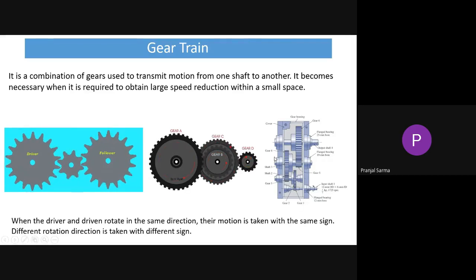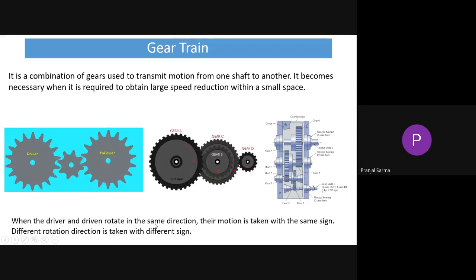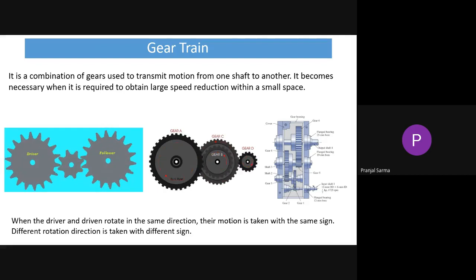Okay, so while analyzing this particular gear train, whenever the driver and the driven rotate in the same direction, their motion will be taken with the same sign, that means positive or negative signs. Suppose you consider the driver as positive, and the follower is also rotating in the same direction, you will consider that also positive.